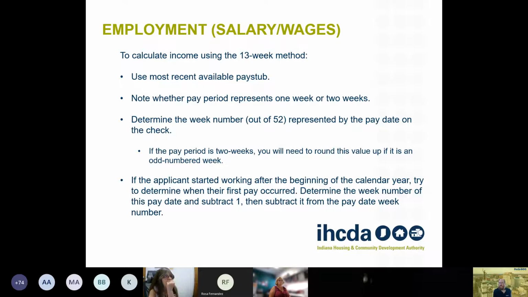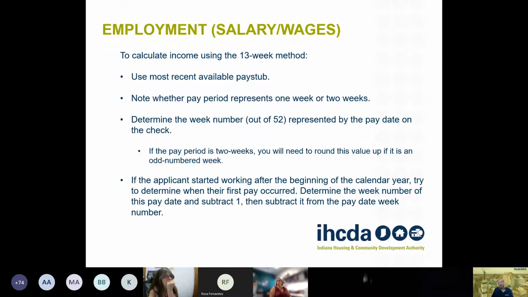And now let's jump into the 13-week method. So I'm going to start off here by going over the fundamental concepts that are at play. And a little bit later on, I'm going to go through a live demonstration of how we get that and how the spreadsheet works to provide that.